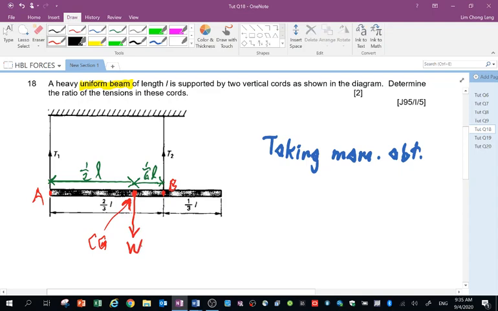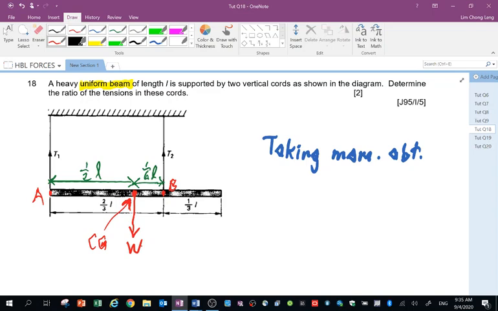And then if I were to draw an arrow to represent the length from A to the CG, it should be half the length, and from the CG to point B, it should be 1/6 the length of the rod. Now, which point do I take moments about? Is it about A or B or at the CG?